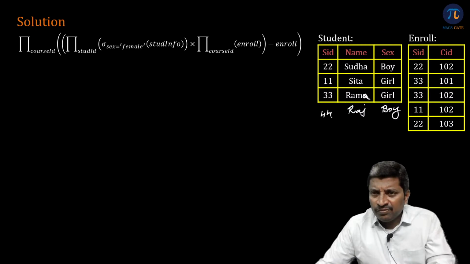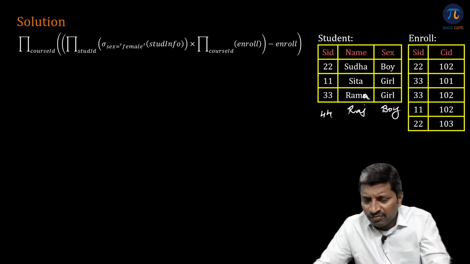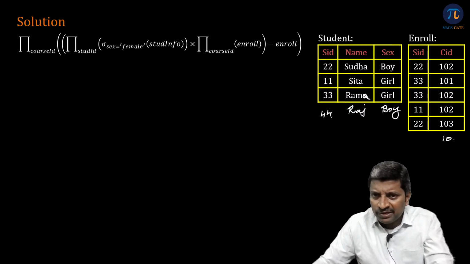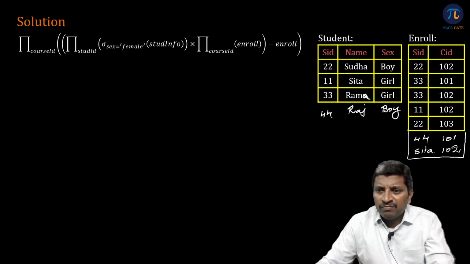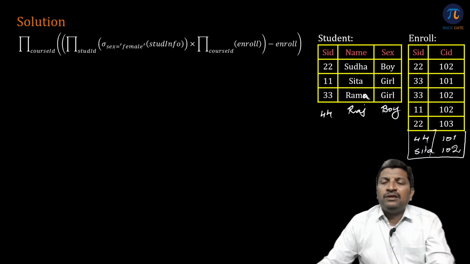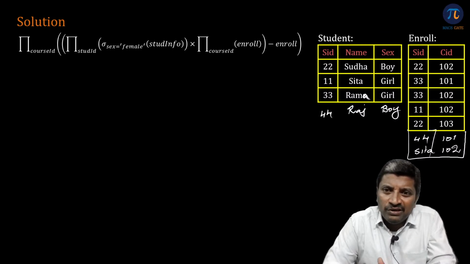Then 101, it is taken by Rama. Then 101, so let me write it. 101 is taken by Raju. Then 103, it was taken by Sudha. Let us take 102 by Sita. Fine. So now we are satisfying that condition. What is that condition? Every course is taken by one male student, one female student.